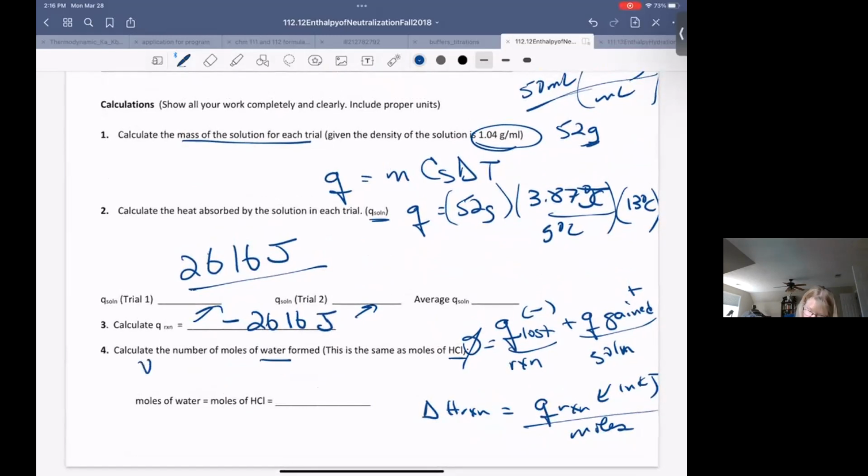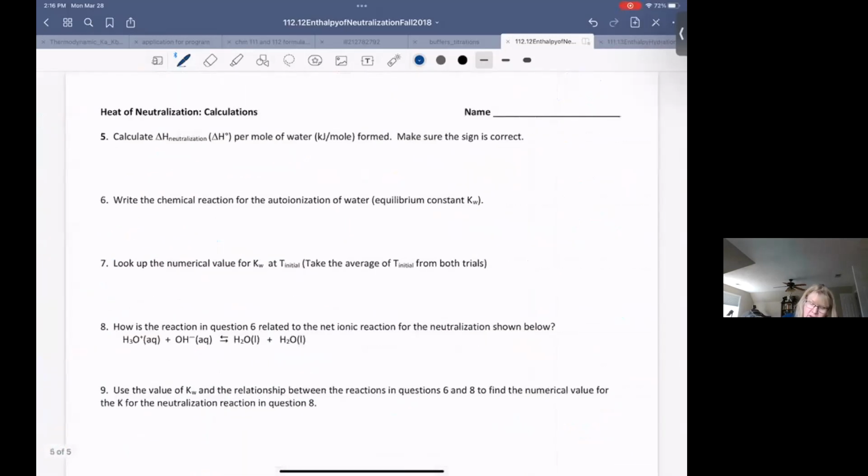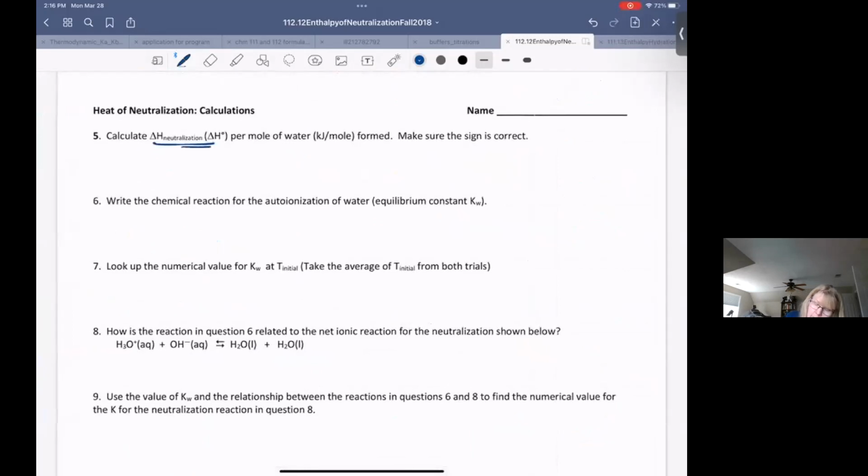If we do this, we know the volume in liters multiplied by the molarity is moles. Our volume in liters is 0.0250 liters. My molarity is 2 molar. And when I do this, I'm going to get 0.050 moles of HCl that is reacted. And if I do this now, I can get my delta H.